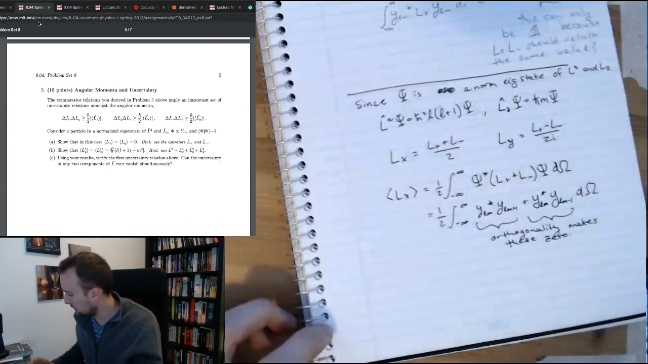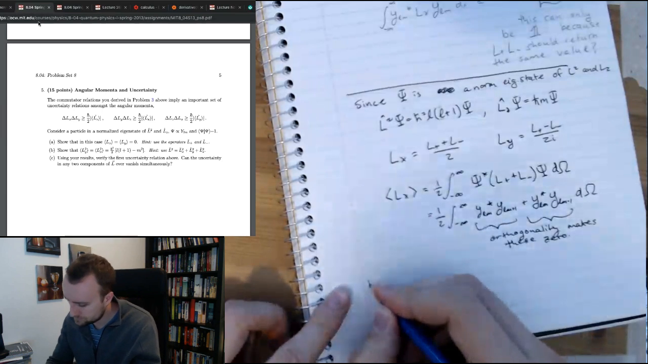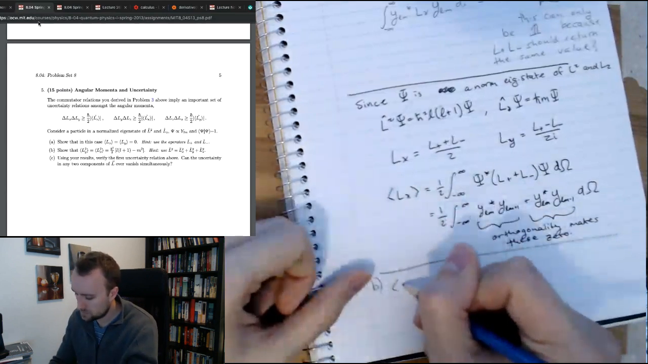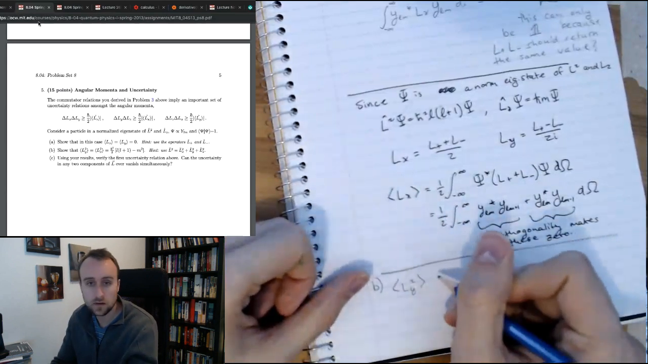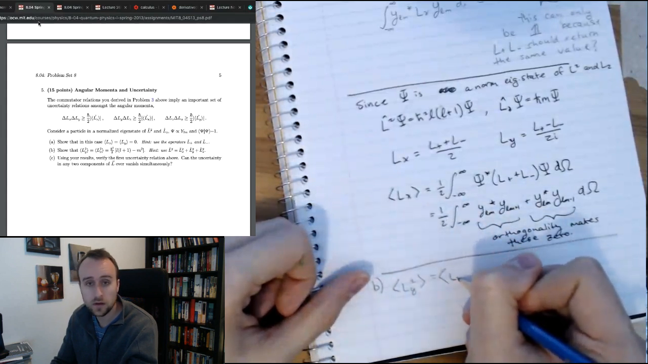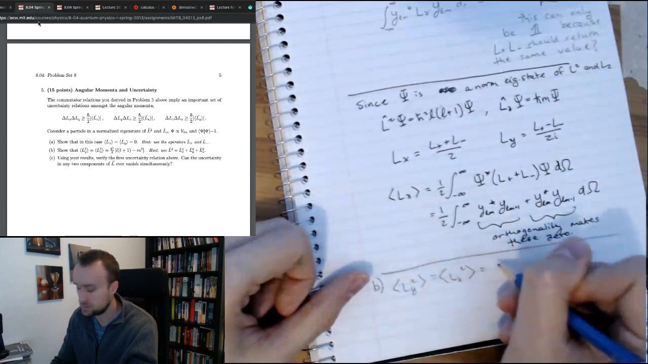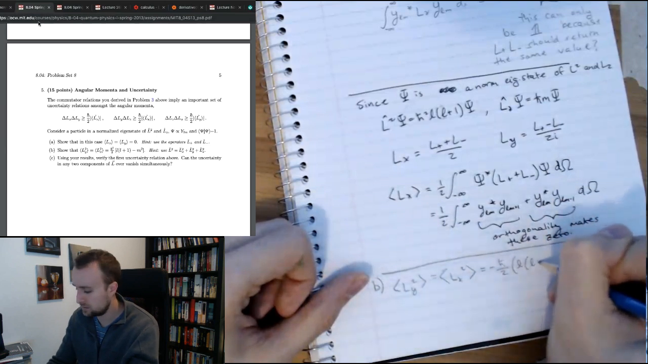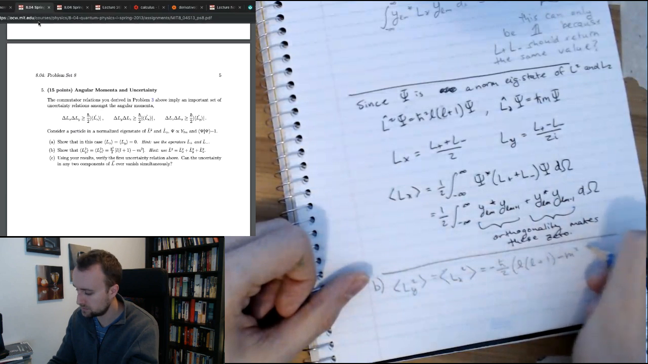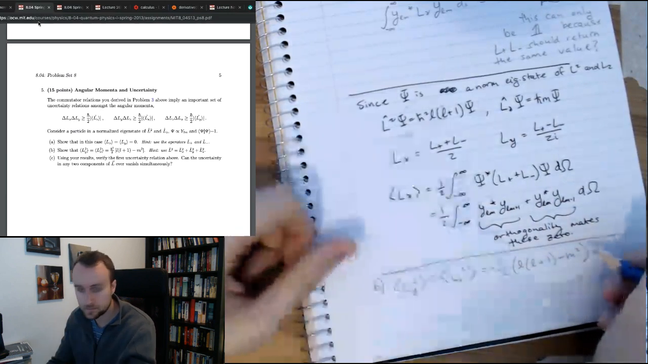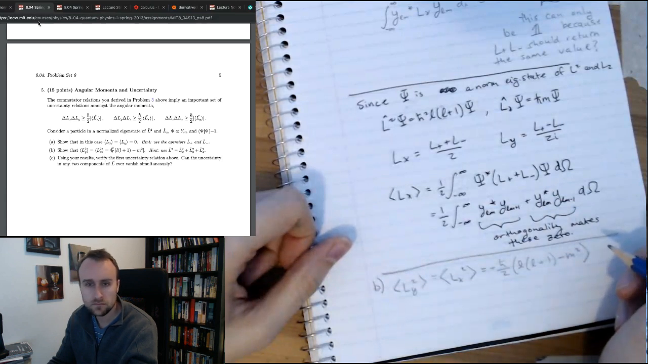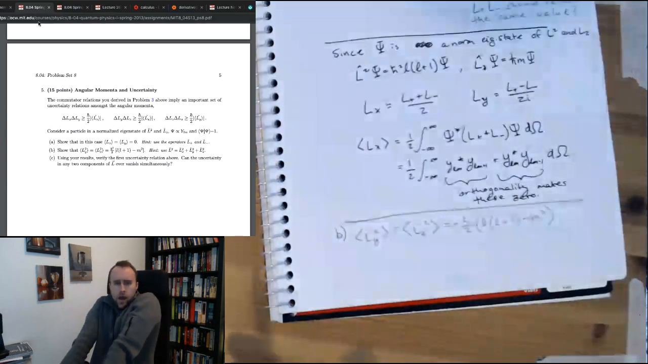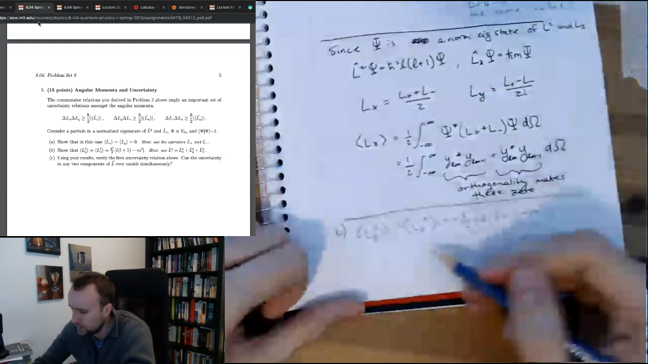Okay. All right, let's try B. Show that Ly squared equals Lx squared is equal to minus h bar over 2 L plus 1 minus m squared. So this is going to proceed in the same way as this last one, I guess.